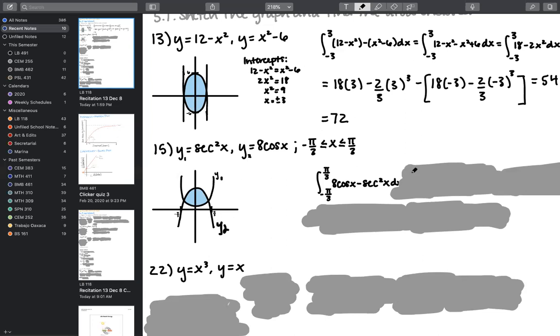Okay, so 8 cosine of x is our function that's on top, and secant squared of x is on bottom, so we're subtracting that from 8 cosine of x, and over the interval that we're already given, -π/3 to π/3.